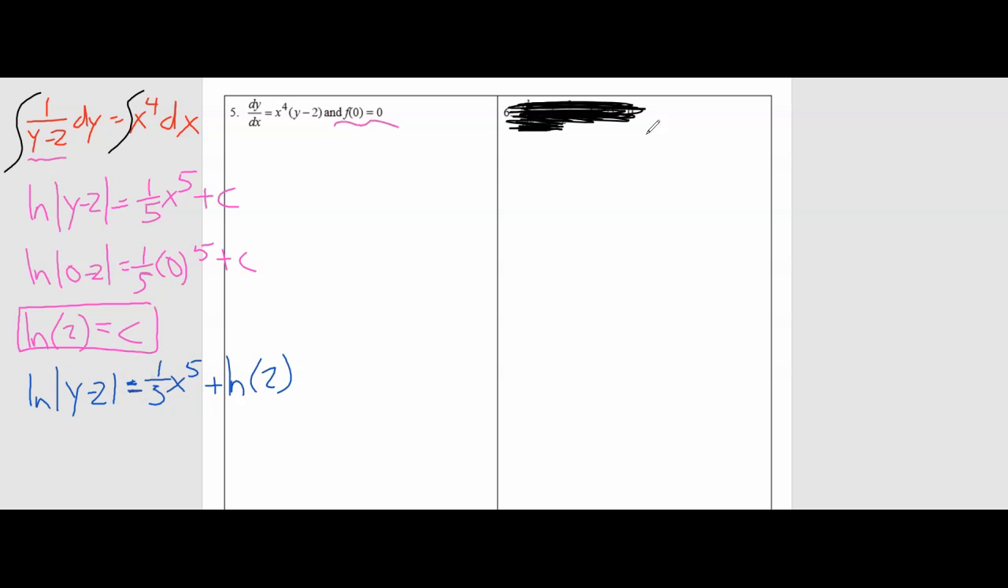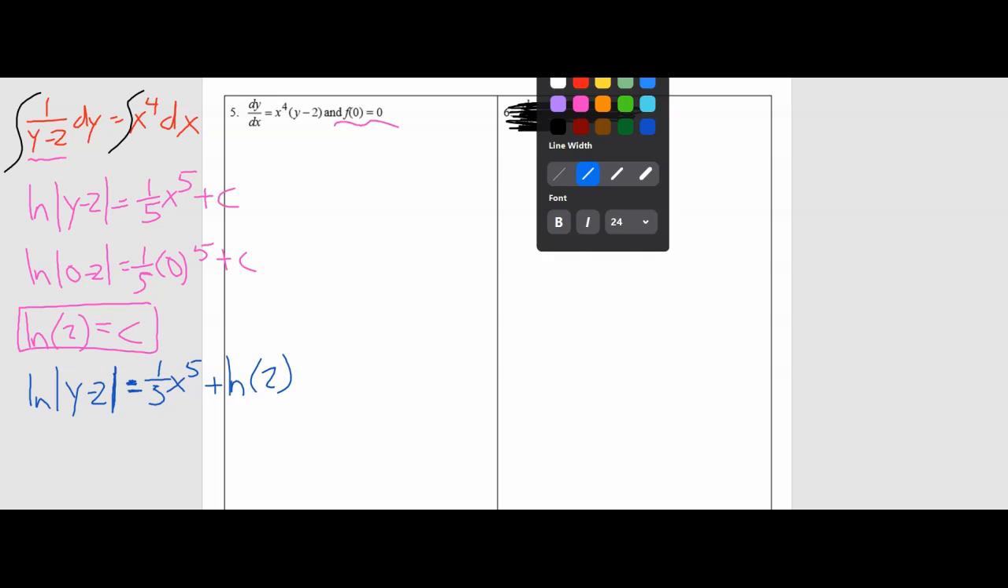Now you may be tempted to leave it like this, but you really need to get y by itself, because there may be some solutions that you do not want to use based on our initial condition. Well, how am I gonna get the y by itself here? Well, essentially we want to undo the natural log on the left-hand side. And to do that, we need to e both sides.